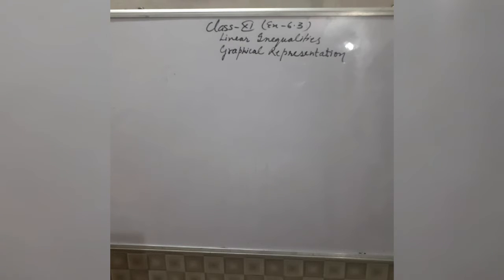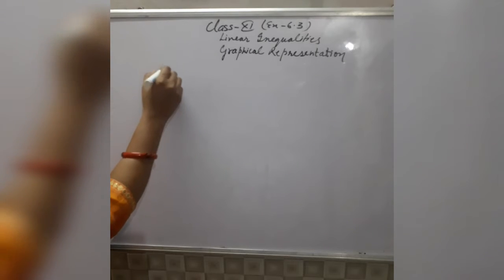Yes students, I hope all of you have done exercise 6.2. In exercise 6.2, one linear inequality was given to you. You have to represent that on graph. But now in exercise 6.3, a system of linear inequalities means more than one linear inequality in a single sum is given to you, and we will represent it on a single graph. So let us start exercise 6.3.